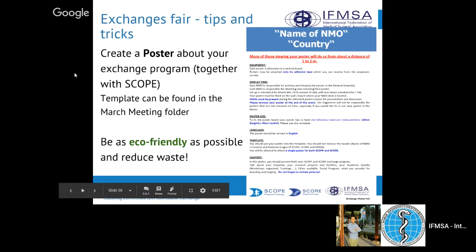As for the exchange fair tips and tricks, we have first of all the model of the poster that every NMO must have. For this, you must take into account that there are some specific measures of the poster, and it's already specified there in this format. So just try to read it carefully and take your time, and you must accomplish all the measures, all the things that are described there.